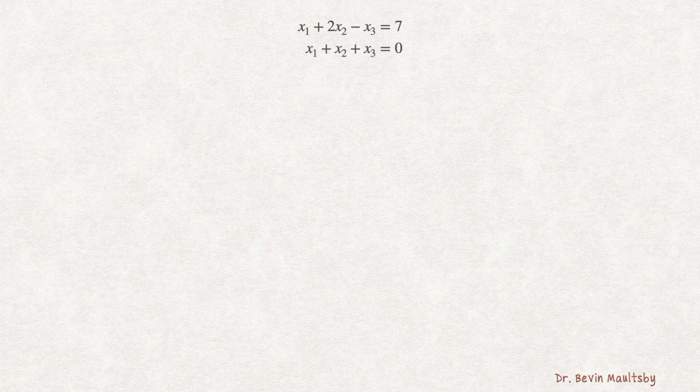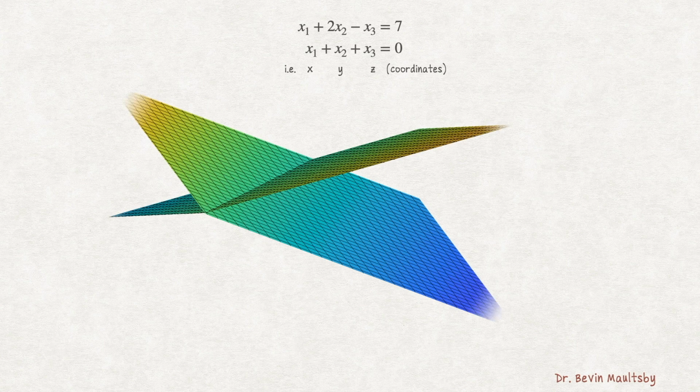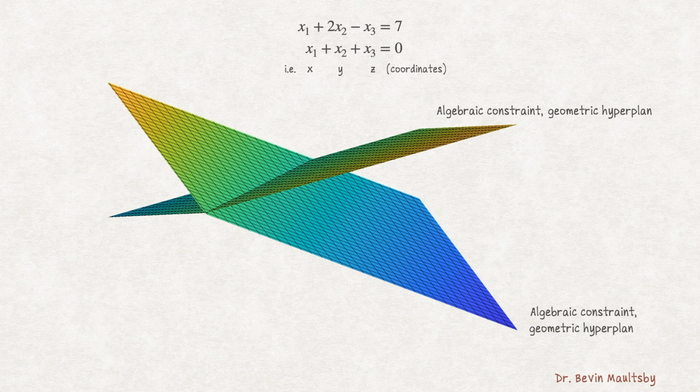Going back to our system of two equations with three unknowns, I'm using the coordinates x1, x2, and x3 to represent the unknowns, but since we have three of them, you could think of those as x, y, and z in xyz space. Each of these equations defines a plane in three-dimensional space. The word plane here specifically refers to this kind of object, but in general, we could think of them as constraints. It just so happens that this specific type of hyperplane is also just called a plane.